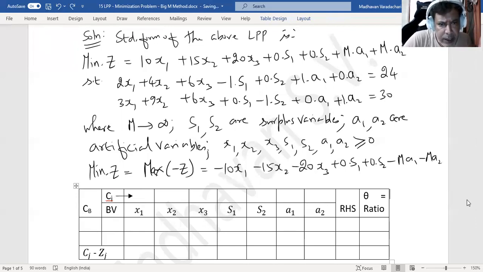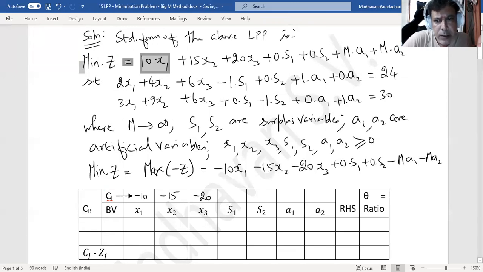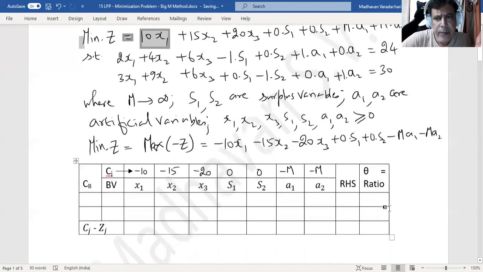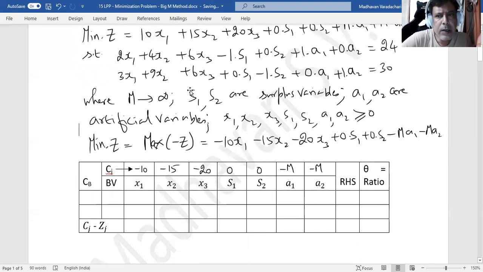So this is negative 10. This is negative 15. This is negative 20. This is 0. This is 0. This is negative M. This is negative M. Then let us see the coefficients, the technological coefficients, which are 2, 4, 6, minus 1, 0, 1, 0. And this is 24, the right-hand side constant. Then the second row: 3, 9, 6, 0, minus 1, 0, 1, and 30.